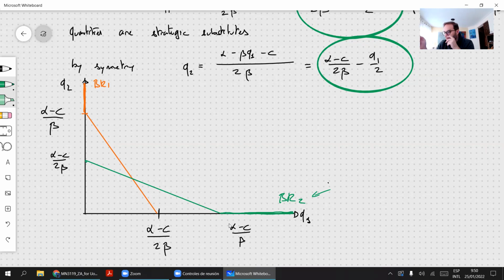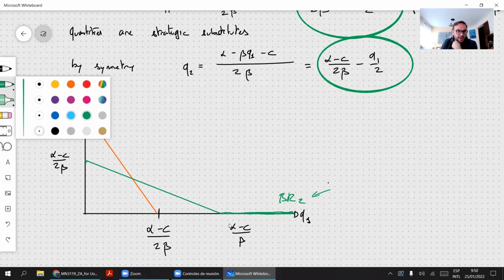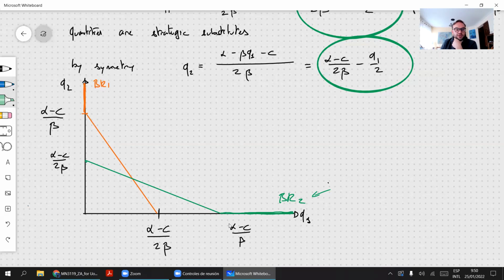Good. Now we want to verify stability of Nash equilibrium. Well, first we want to see if a Nash equilibrium exists, and if it exists, if it's stable. So again, the same technique can be used. I take whatever starting point I want. Let's say I start with this quantity. So suppose firm 1 does this. What is the best response of 2? The best response of 2 is to produce this quantity.